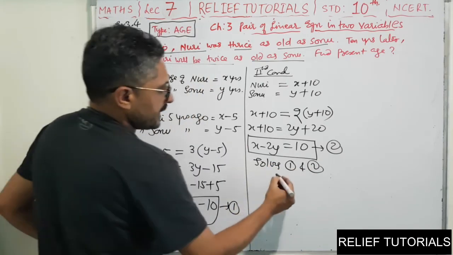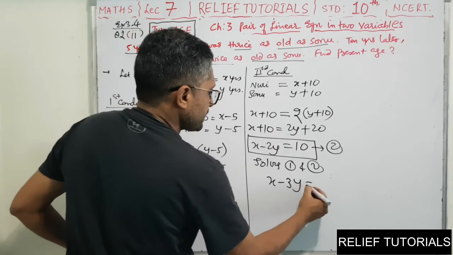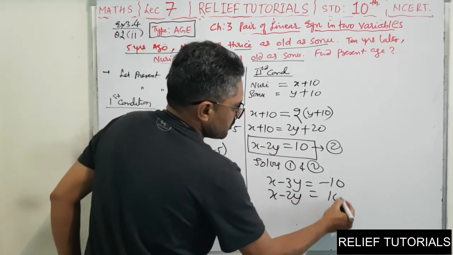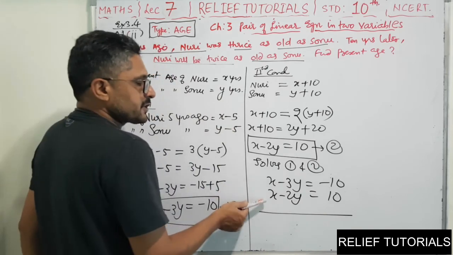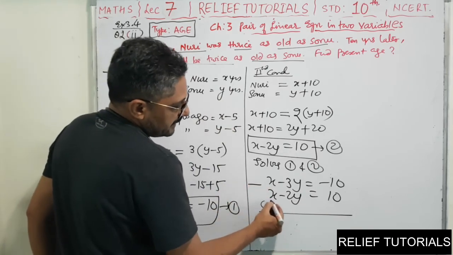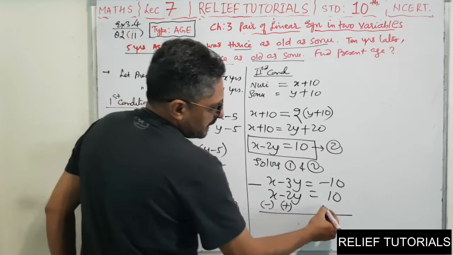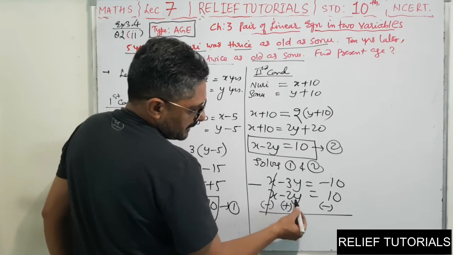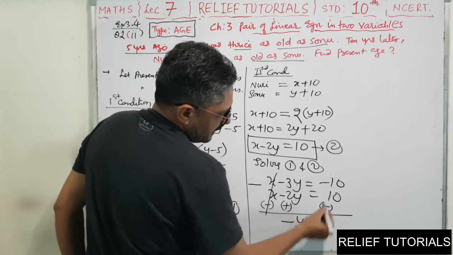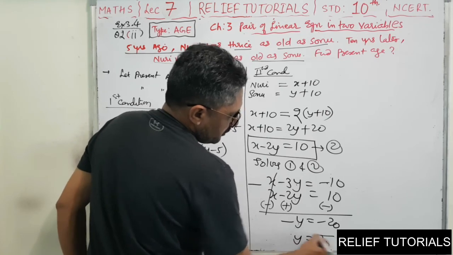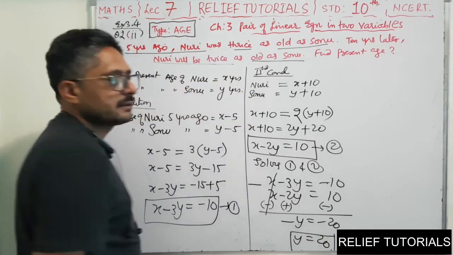So what is here? x minus 3y equals minus 10. And here x minus 2y equals 10. What you will do? See, coefficients are the same but not opposite, so you will subtract. So you will change the sign: here minus, here plus, here minus. So x minus x cancels. Minus 3y plus 2y, that will be minus y. Minus 10 minus 10, minus 20. So y equals 20.